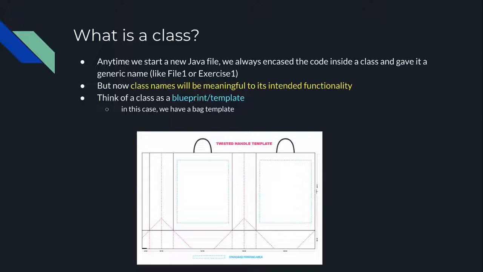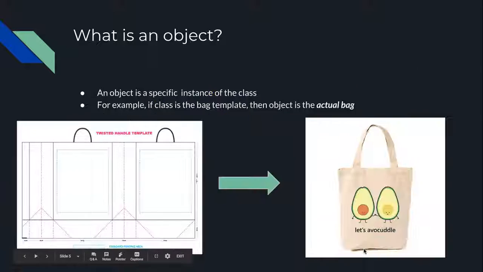Anytime we started a new Java file, we would always call it something generic, like file 1 or exercise 1, exercise 2. And I said that class is like a container where you would write all of your code. And this all holds true, except we're going to be naming the class as something a little more meaningful to give it its intended functionality. So class, you could think of it as like a blueprint or a template. So in this example, I'll be saying that maybe we have a bag template, for example, like this image that we have here. And what is an object then?